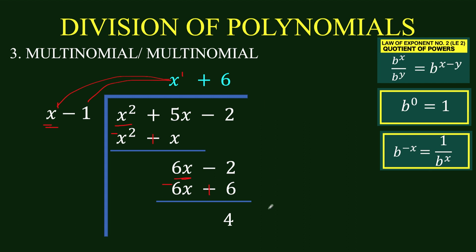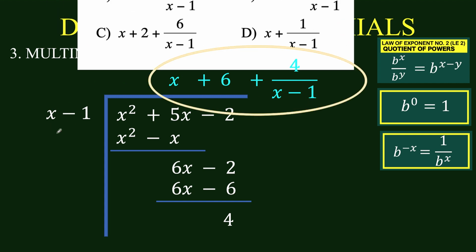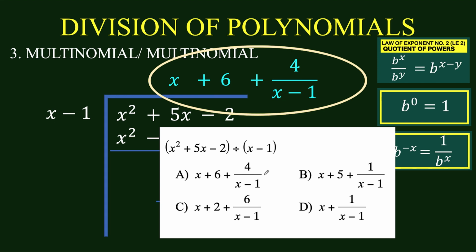Then there is nothing more to bring down, so that is our remainder. We write it there as plus 4 over the divisor x minus 1. So that is our answer, which in this case is letter A.